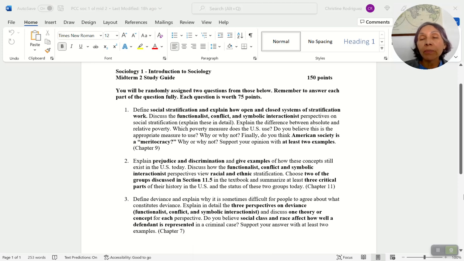This is an overview of the midterm study guide. I hope that it helps explain any questions that you might have had. And of course, you can always email me a question if you don't understand something that I say here.